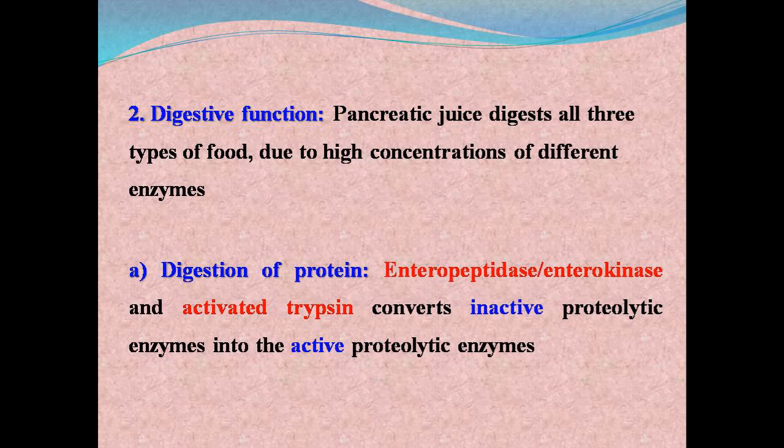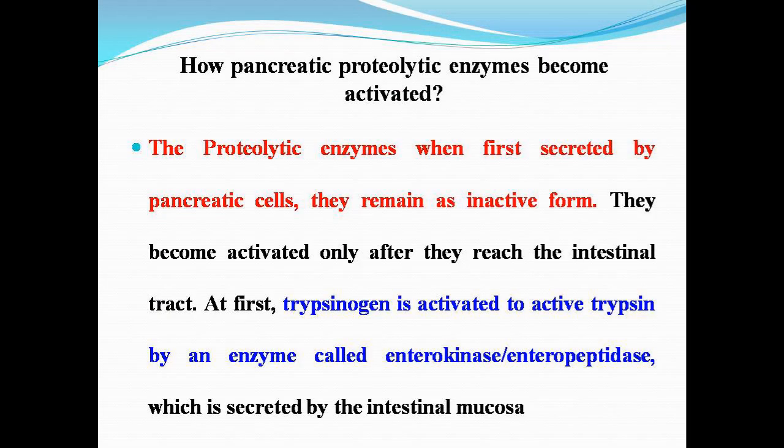Now the second function of pancreatic juice, that is digestive function. Pancreatic juice digests all three types of food due to high concentrations of different enzymes. First of all, digestion of protein. Enteropeptidase or enterokinase and activated trypsin converts inactive proteolytic enzymes into active proteolytic enzymes. Now, how pancreatic proteolytic enzymes become activated, or the process of activation of pancreatic proteolytic enzyme.